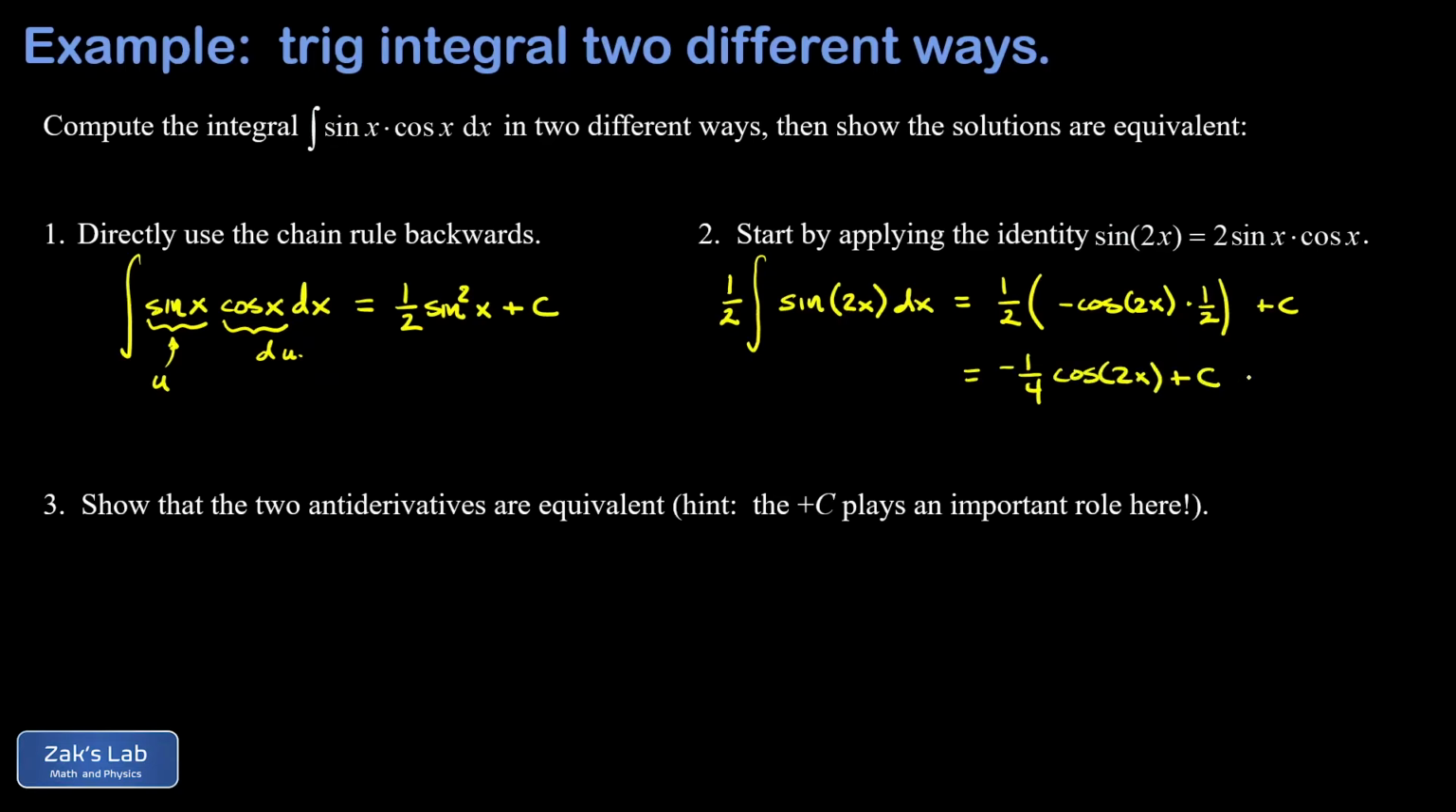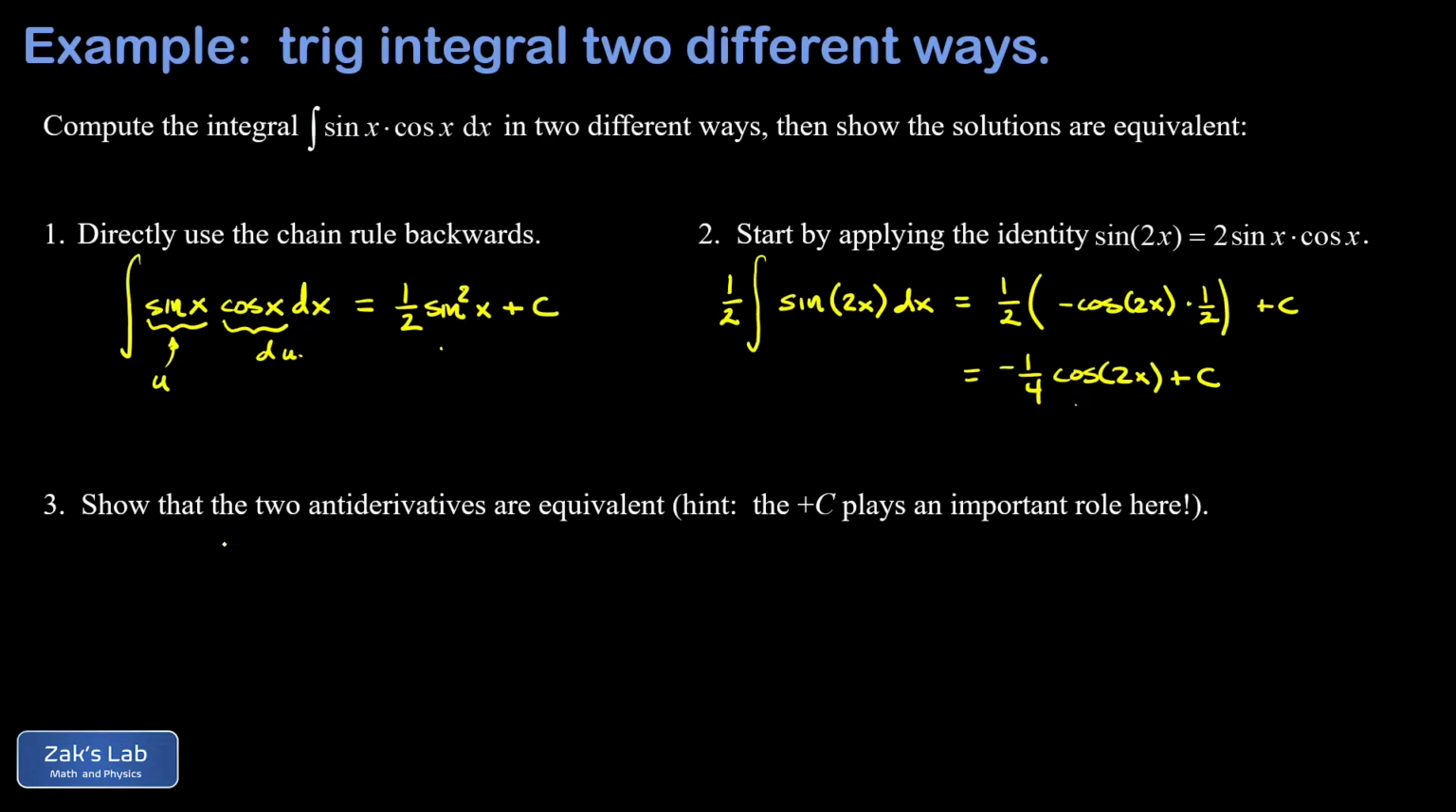So there's our two solutions, and they look quite a bit different. I have a squared sine function, I have a cosine of 2x. How can we figure out that these are actually saying the same thing? So in part 3, we're going to show these two antiderivatives are equivalent, and we're given a hint that the plus c plays an important role in this proof. And you have a couple choices here. You can start with the one on the left and prove it's the same as the one on the right, or vice versa. Both of them work.